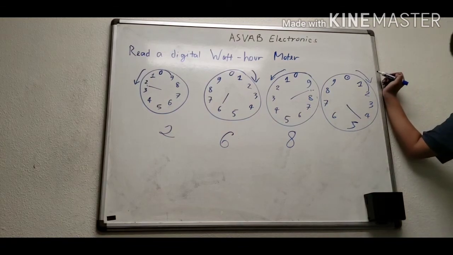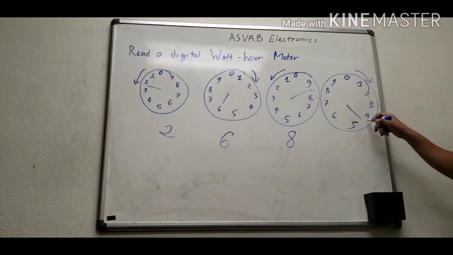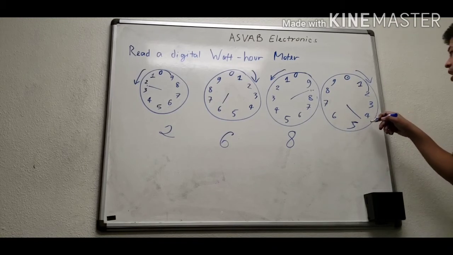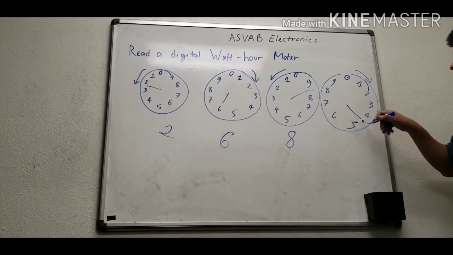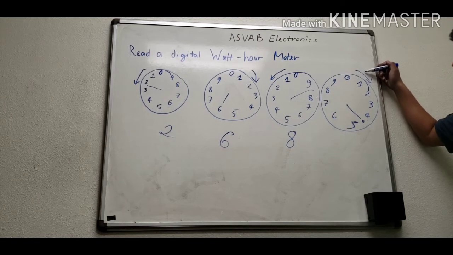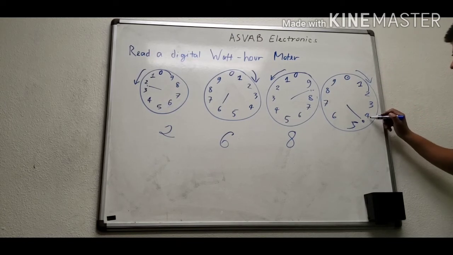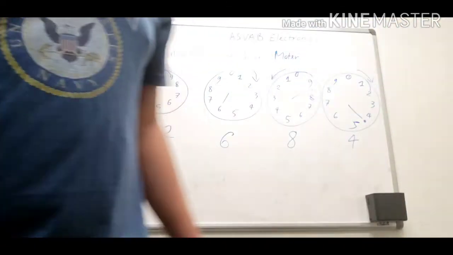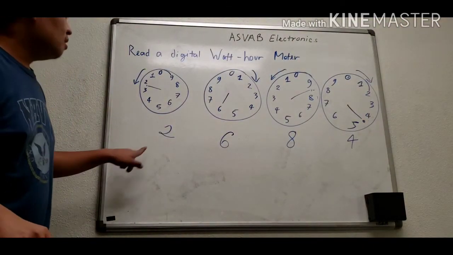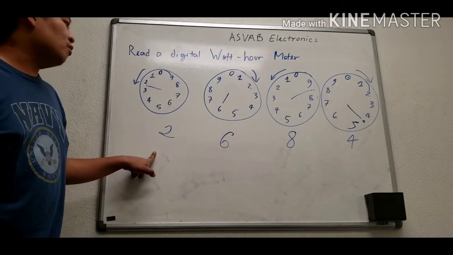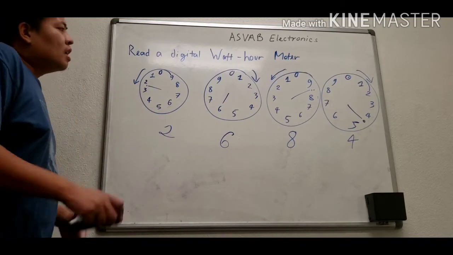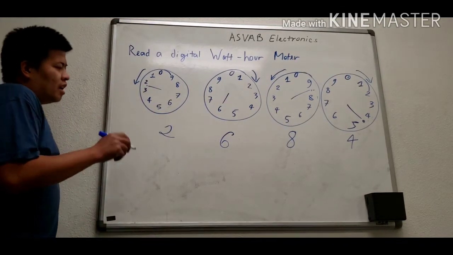The next one is clockwise. We have the pointer between 4 and 5, and we see that it is below 5 and higher than 4. Because it is clockwise, we have number 4 here. And later we can get the number: 2,684 watt-hour.